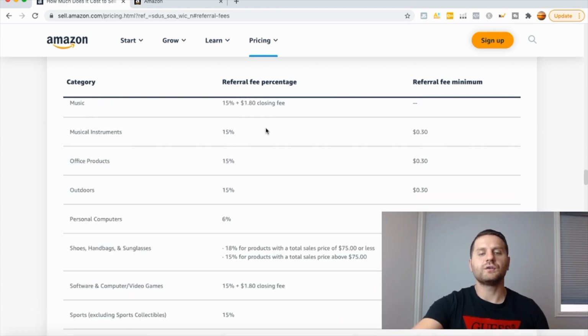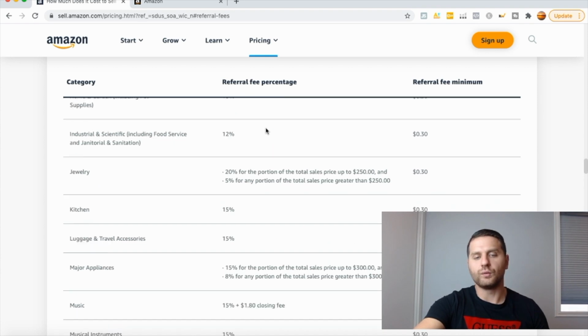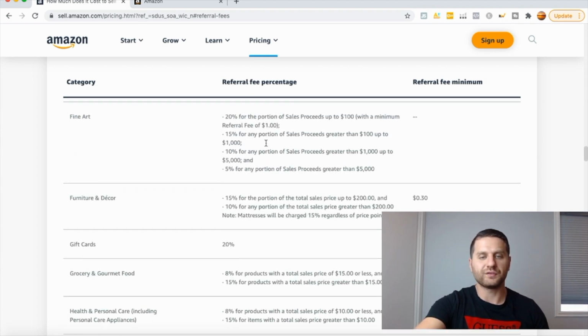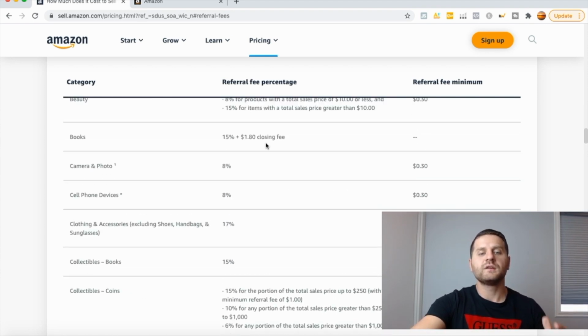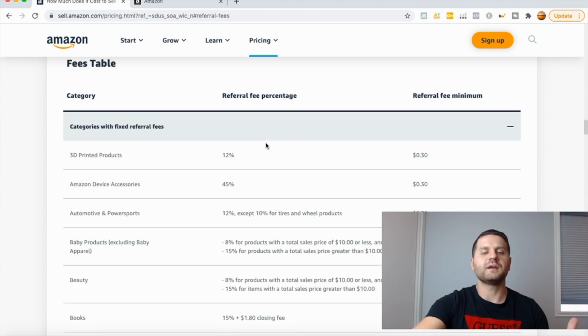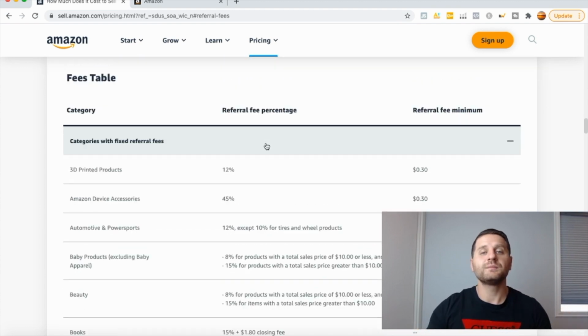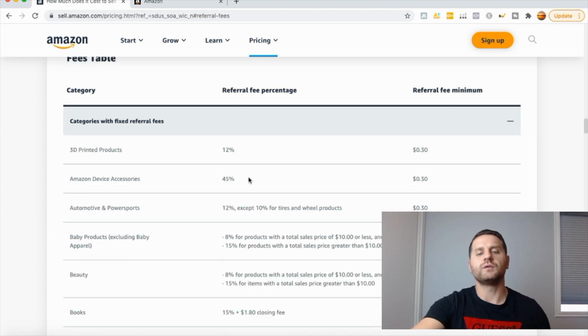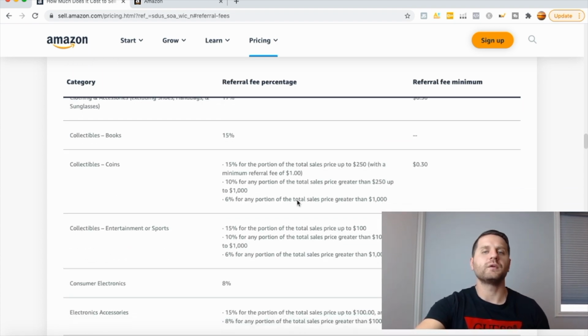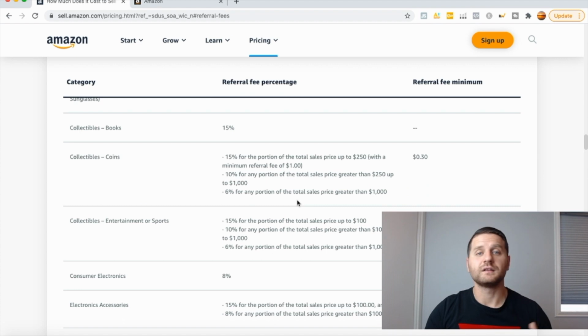Now, as you can see over here, the referral fees range from 8% to 15%. So this will be the referral fee depending on what category you are going to sell in. You can click on the link, and whatever product you find in a specific category, take a look at the category, and you can come to this page over here and see exactly what your referral fee will be for the product that you are going to sell.